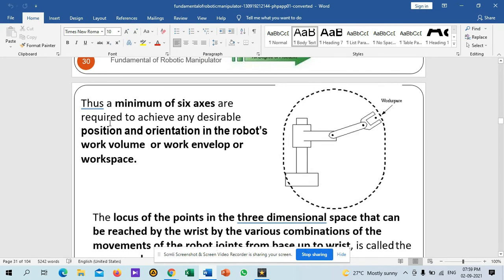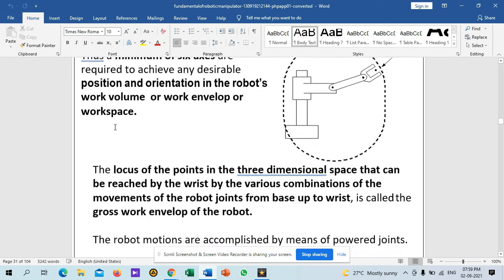Thus a minimum of 6 axes are required to achieve any desirable position and orientation in the robot's work volume, or work envelope, or workspace, right? A minimum of 6 axes are required to achieve any desirable position and orientation in the robot's work volume or work envelope or workspace.